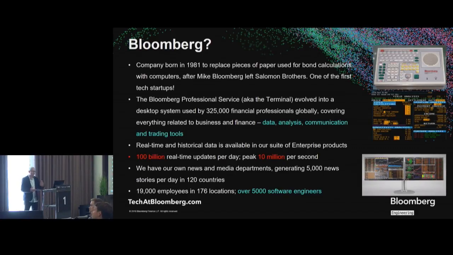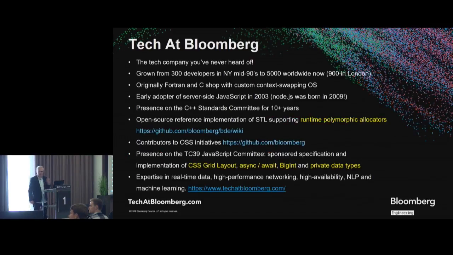And also, the real-time data is available in enterprise products as feeds, 100 billion updates a day, sometimes 10 million updates per second. An update can be a change in the price, it can be a news headline, those kinds of things being delivered. We actually have our own news and media departments, generating 5,000 news stories per day in 120 countries. 19,000 employees, over 5,000 of those are software engineers. So software engineering is a really important thing at Bloomberg. It's not just something that we have to do to get by. Software engineering really forms the core.